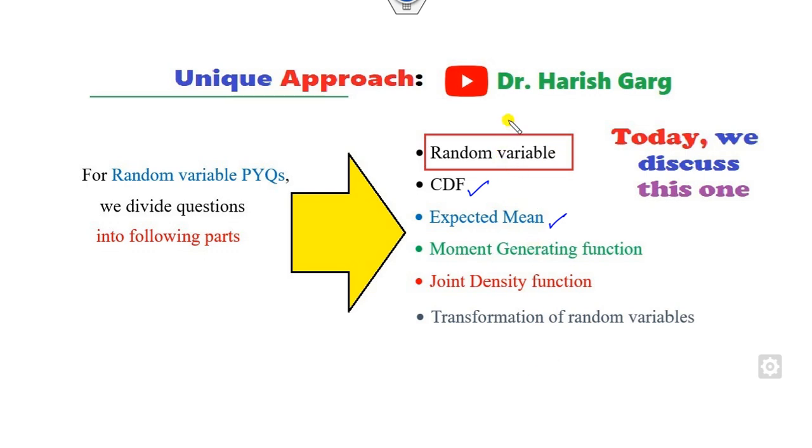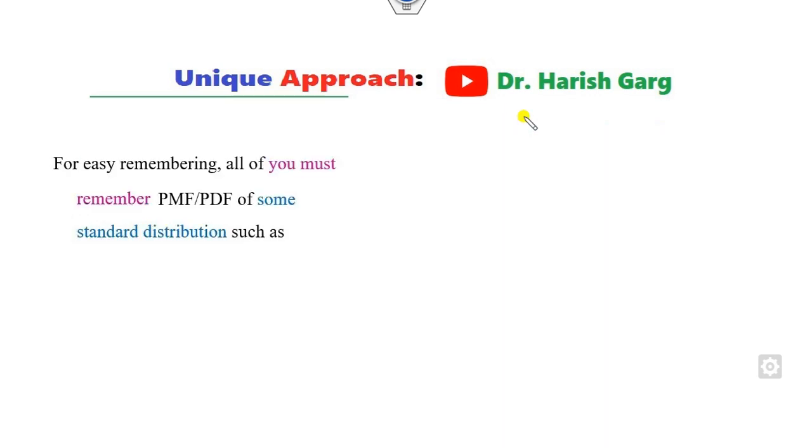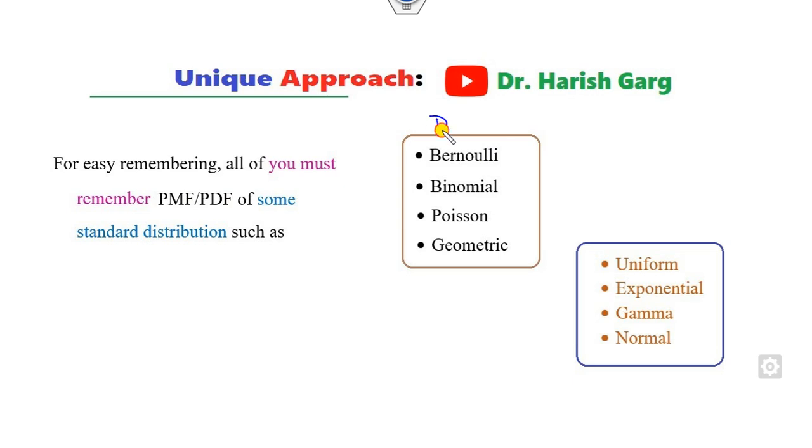Make sure before you learn the shortcut tricks for the random variable, you must remember the probability mass functions or density functions of some standard distributions. These are my discrete distributions: Bernoulli, binomial, Poisson, and these are my continuous. In the binomial, you must know its probability mass function, the mean, and the variance. Similarly for the continuous distributions. Whenever we talk about a continuous distribution, you must remember its CDF also. Fine, so that will be easy for you.